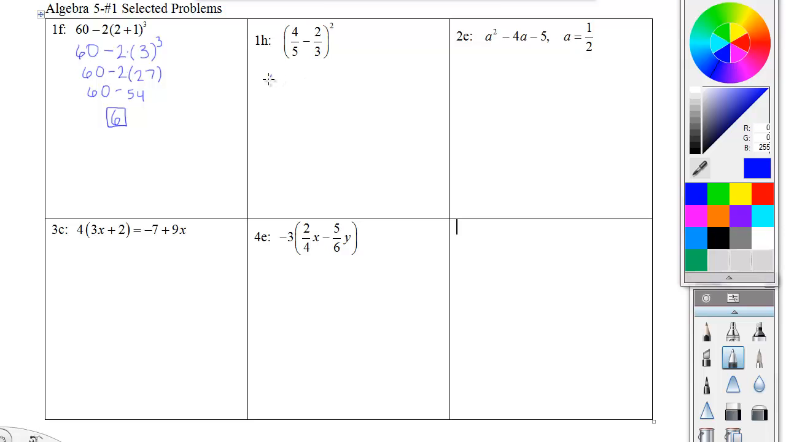So the 4/5 and the 2/3 are fractions. When you combine them, you need common denominators. So 5 and 3 both go into 15. That's the smallest number that they both go into. So I'm going to rewrite both of these fractions with a 15 in the denominator. Once you know the denominator is 15, just go ahead and write them that way.